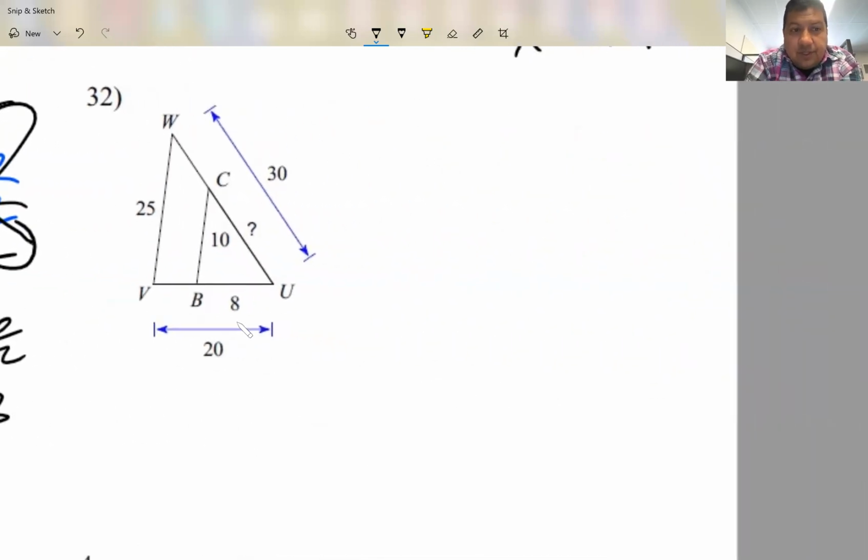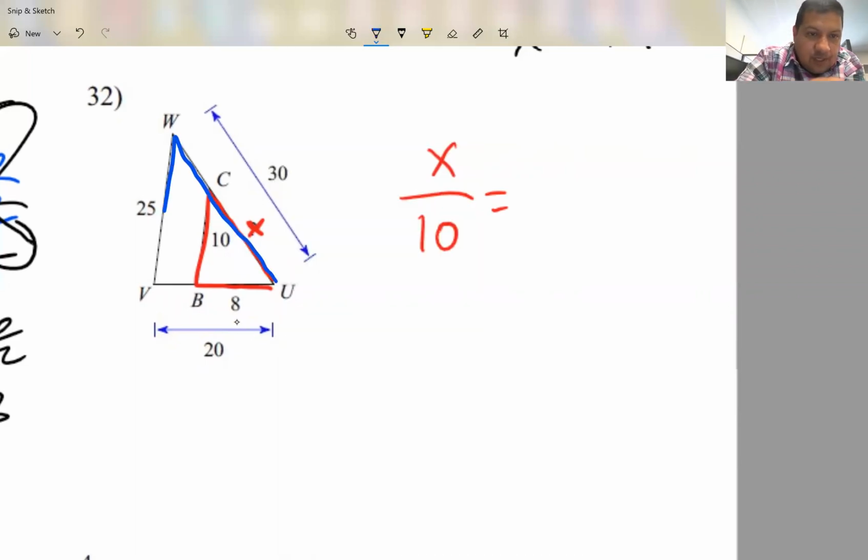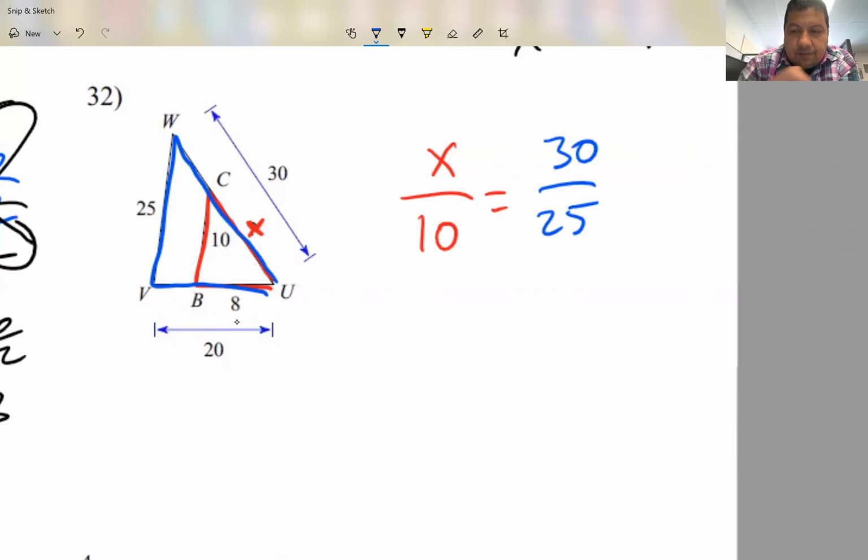All right, let's take a look at number 32. Same idea. I have a red triangle. One of my measurements is X, so I'm going to use X because I'm solving for X. The other measurement, it doesn't matter if I choose 10 or 8. Just to choose one, let me choose 10. It doesn't matter which one. I have another triangle, a blue triangle here. My measurements are 30, 25, and 20. X goes with 30, and 10 goes with 25.